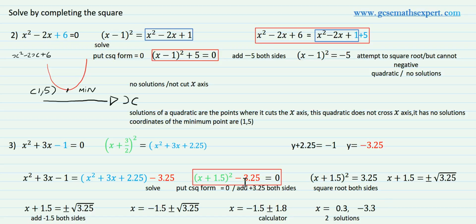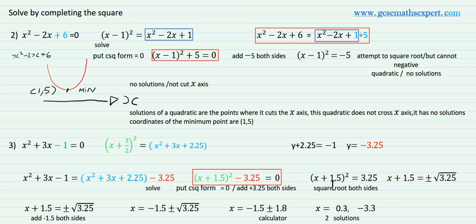You put the completed square form equal to 0. So we have this equation and we solve it. What we do, we add plus 3.25 to both left and right. When you do that, this will cancel out, and then you get this. You'll have x plus 1.5 all squared is equal to 3.25, yeah?